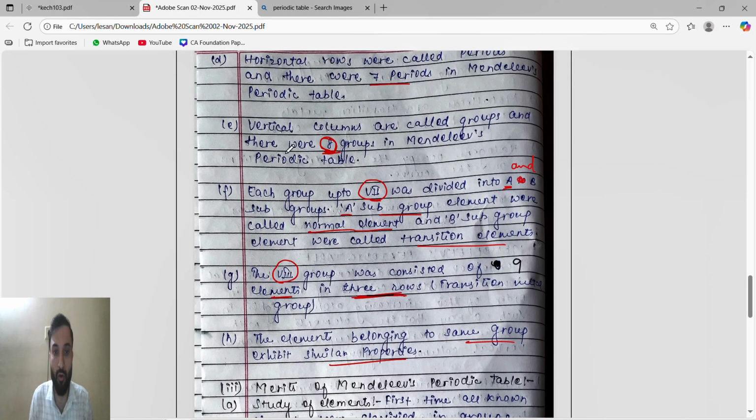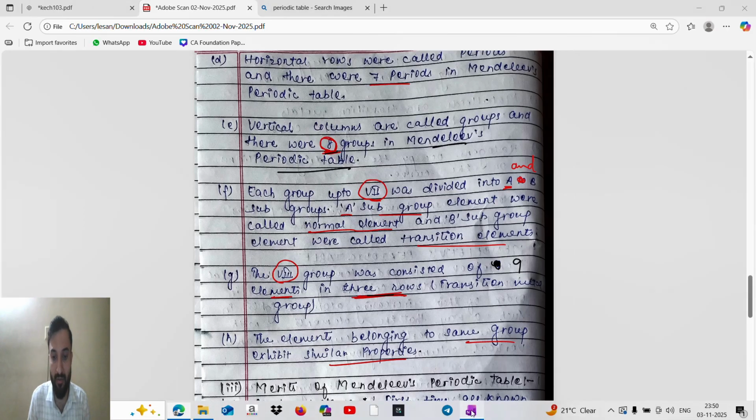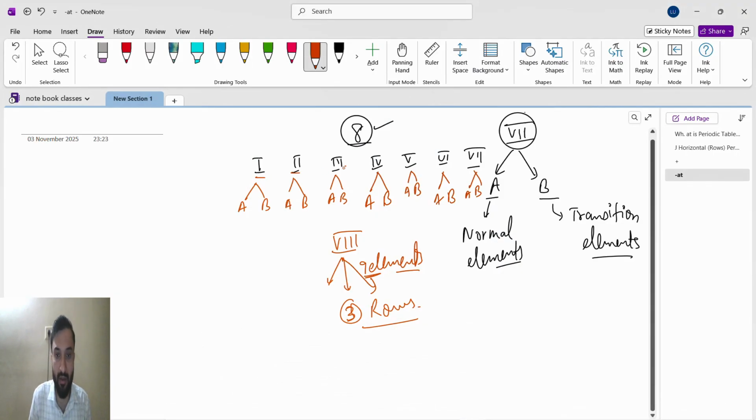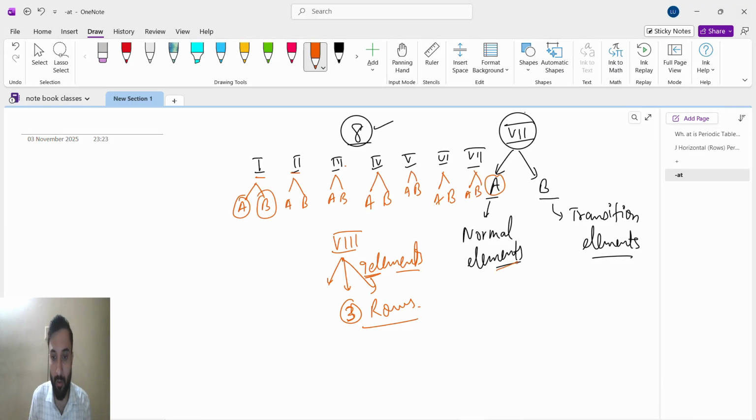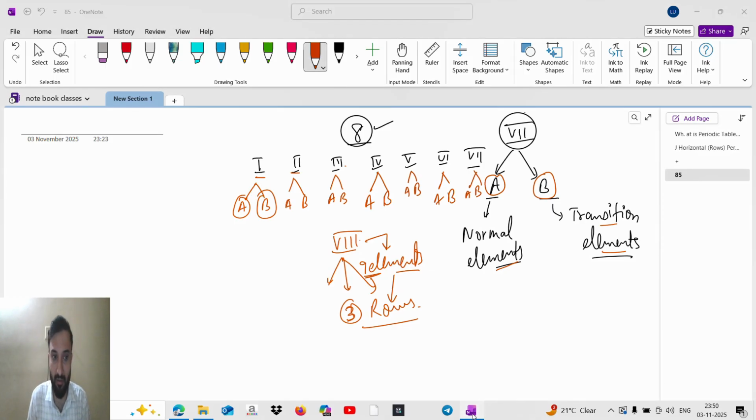Vertical columns are called groups, and there are 8 groups in Mendeleev's periodic table. Till 7, every group is divided into two subgroups. A subgroup is called normal elements, B subgroup is called transition elements, and the eighth group consists of 9 elements in 3 rows. These are the important points which they can ask in the examination.